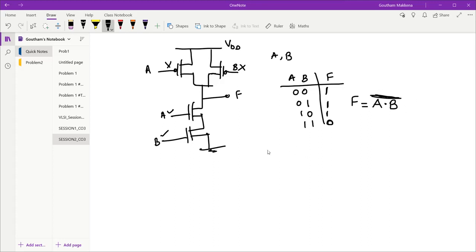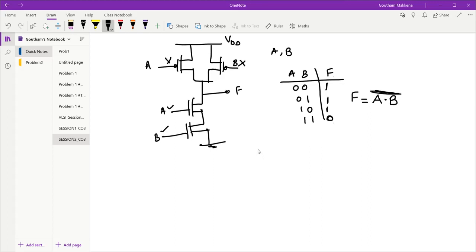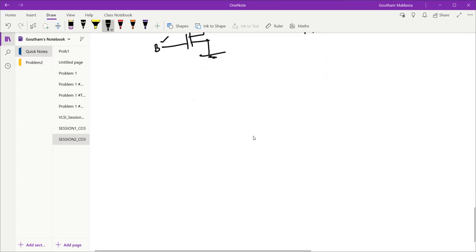Okay, so you can actually implement any boolean function. You can implement any boolean function using CMOS logic style. Okay, you have to remember these two very important techniques.